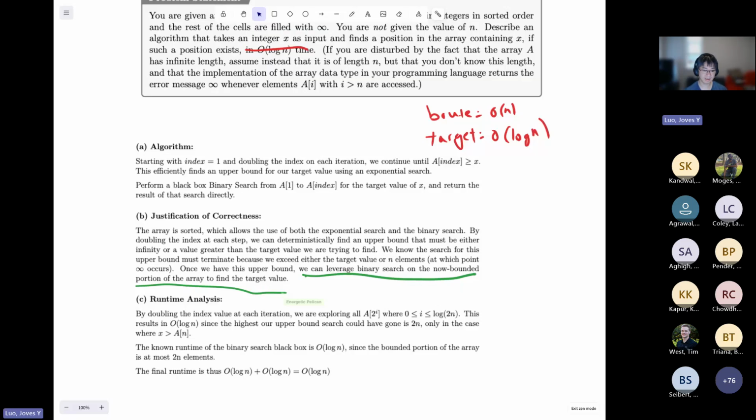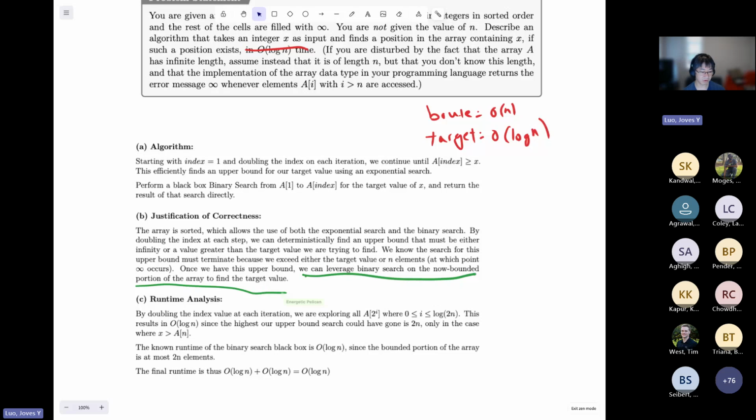This results in log n, since the highest upper bound search goal is 2n, right? You can't go past 2 times n because there wouldn't be any reason to. You would hit an infinite element after n, and because you can't find n, your search space at max is 2 times n. Okay, and so to find that 2 times n, because you're doubling, your space is doubling each time, and therefore to find that 2n is log of that, which results in log n.